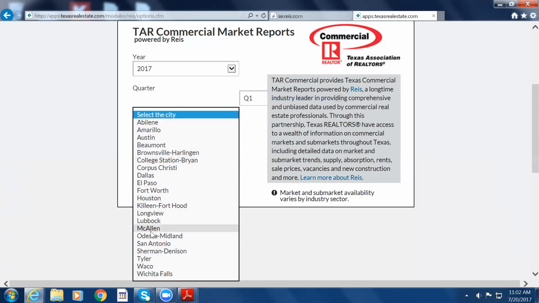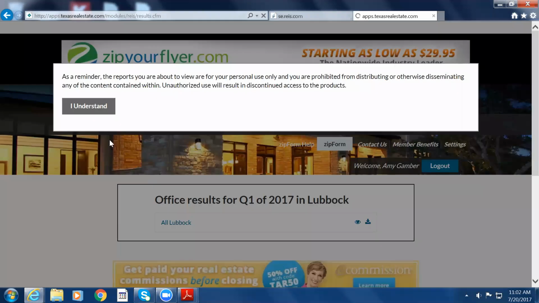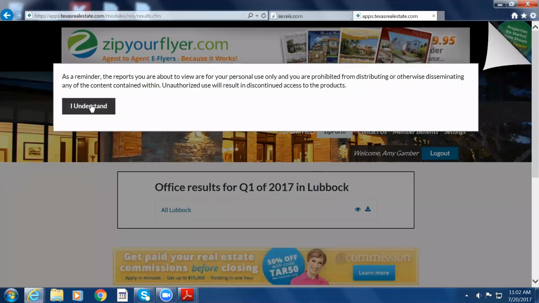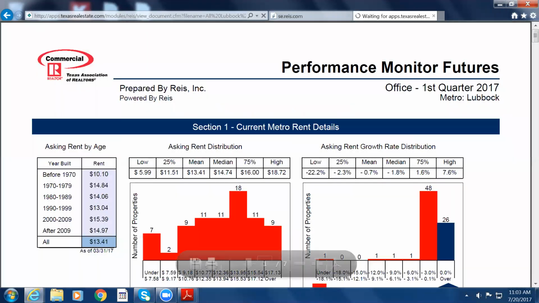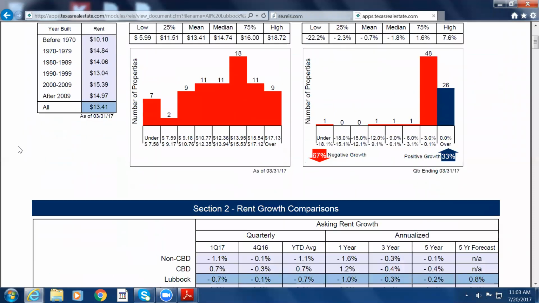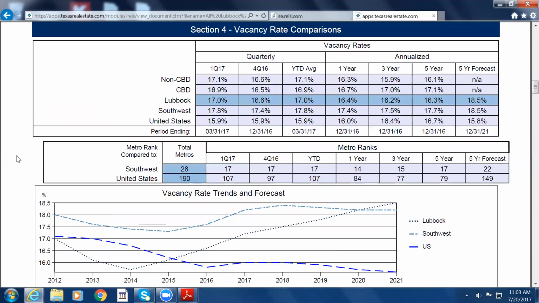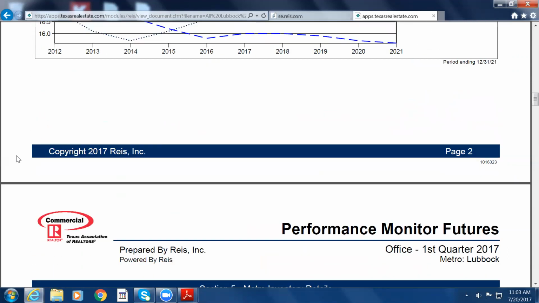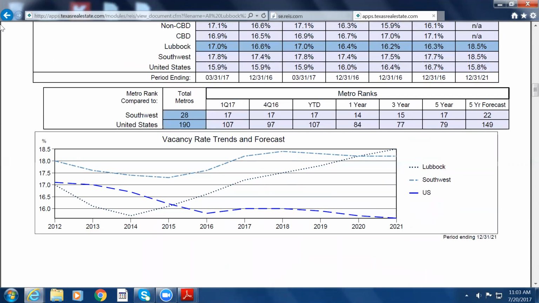So let's go to Lubbock since it came up. You will have another visit from the EULA. Then you can either just look at it or you can download it. And again, what I do is I check all of those boxes that Ayana checked, so that you're getting all of the information that is available for that market when you download them. All right, let's go back.